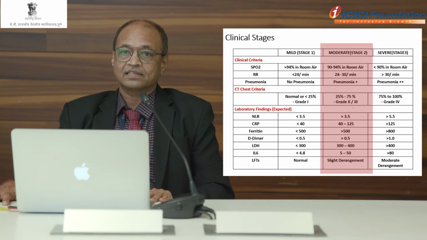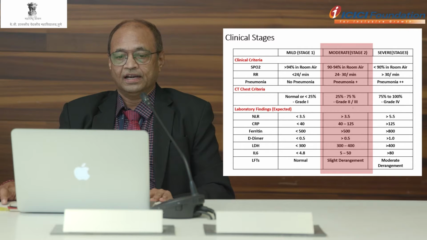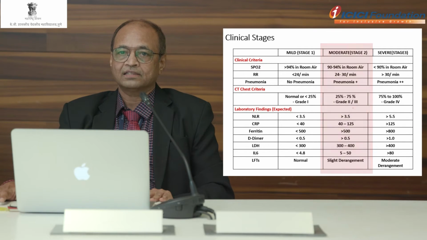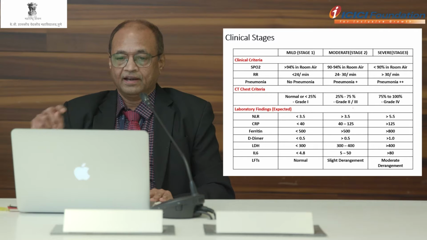Laboratory parameters like neutrophil lymphocyte ratio, when it is more than 3.5 but less than 5.5, then it is a moderate illness. CRP, when it is between 40 to 125, then it is moderate illness. Ferritin levels, when they are more than 500, then again it is a moderate illness. So taking help of all these laboratory parameters, the HRCT findings and the clinical criteria, SpO2 requirement, we can really segregate these patients into mild illness, moderate illness and severe illness.